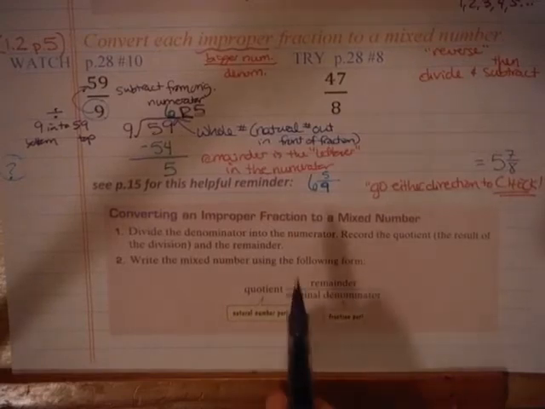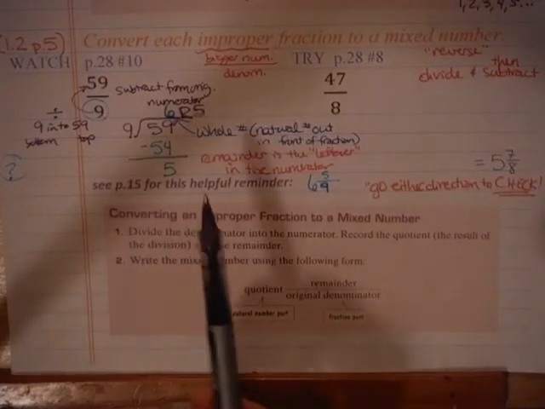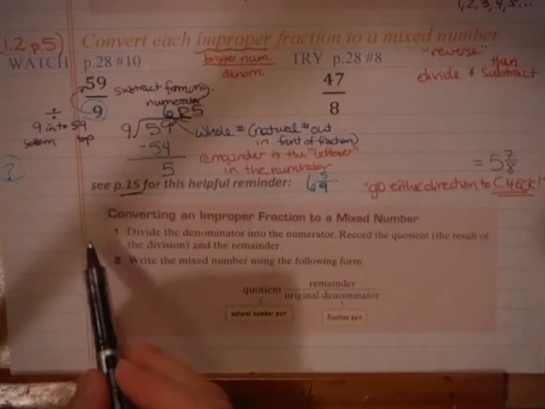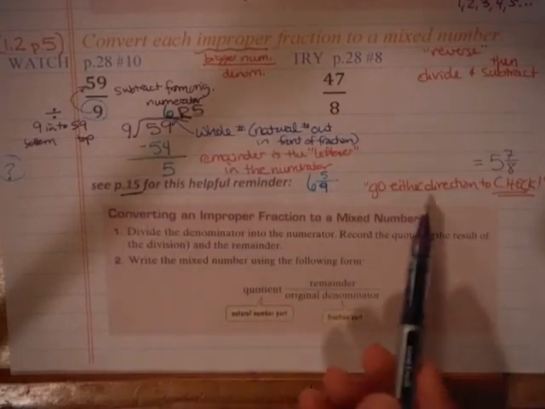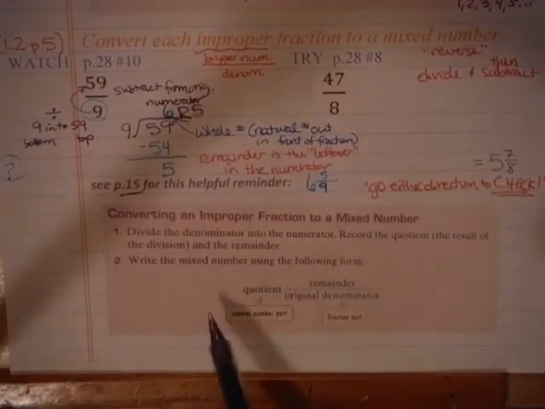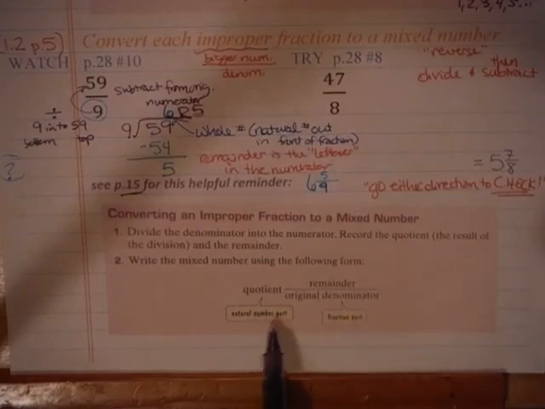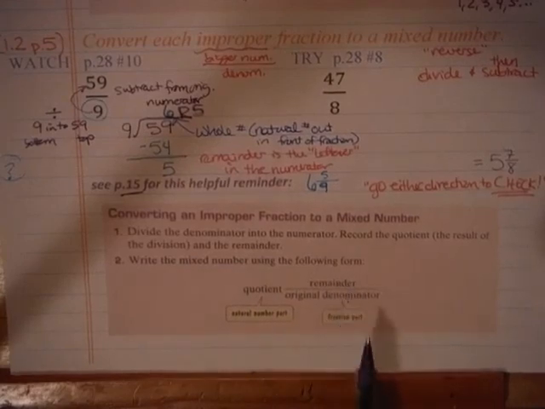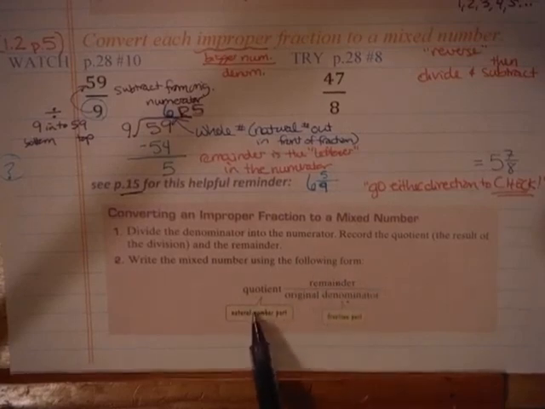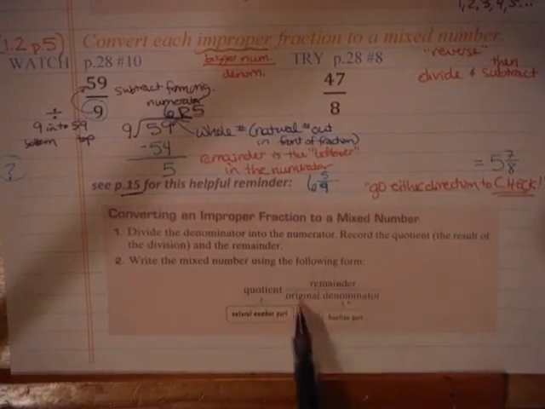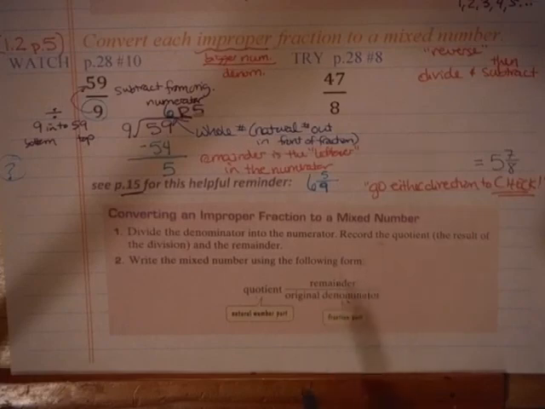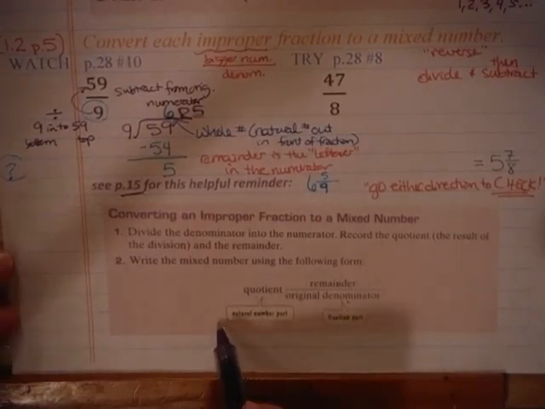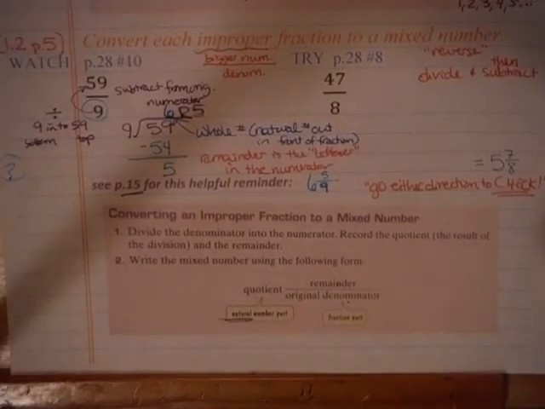Okay. Then at the bottom of the page here, again, still on page 15, the book talks through how to convert an improper fraction to a mixed number, and they give a little bit of a visual here. The natural number part of the quotient. Quotient is the answer you get when you divide two numbers. And then you have the remainder over the original denominator, so you've got the natural number part, the whole number, and the fraction part. And again, we'll talk more about these types of numbers a little bit later on.